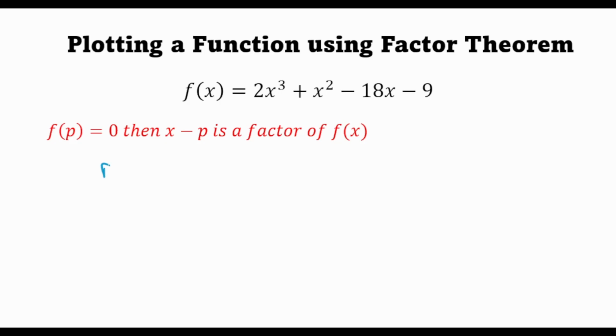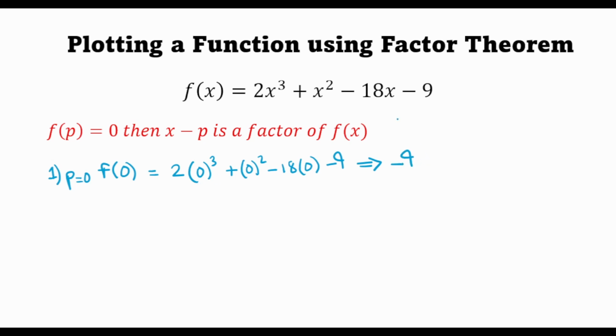So let's check out some values of p. First we will start with p equals 0. At p equals 0, f of 0 would become 2 times 0 cubed plus 0 squared minus 18 times 0 minus 9. This would become equal to minus 9. So since f of 0 is not equal to 0, x is not a factor of f of x.